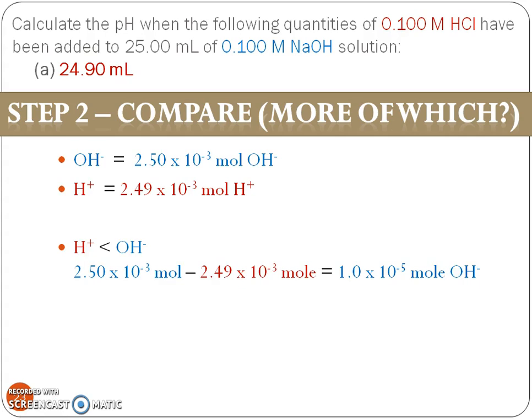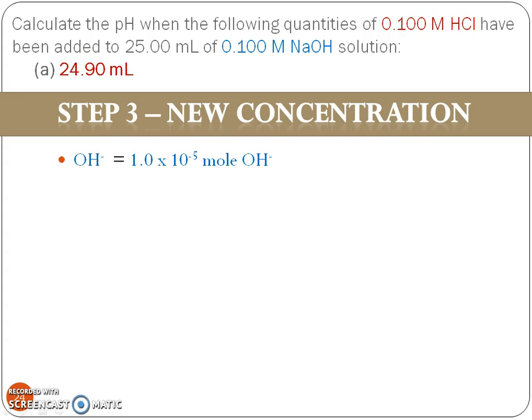So we have to do a little subtraction, because remember that reaction is happening. The H plus is reacting with that OH minus to form that water. So that's why we have to figure out which one do we have more of now in our pot, because the other guy goes away. It's the limiting reactant. Step 3, new concentration.